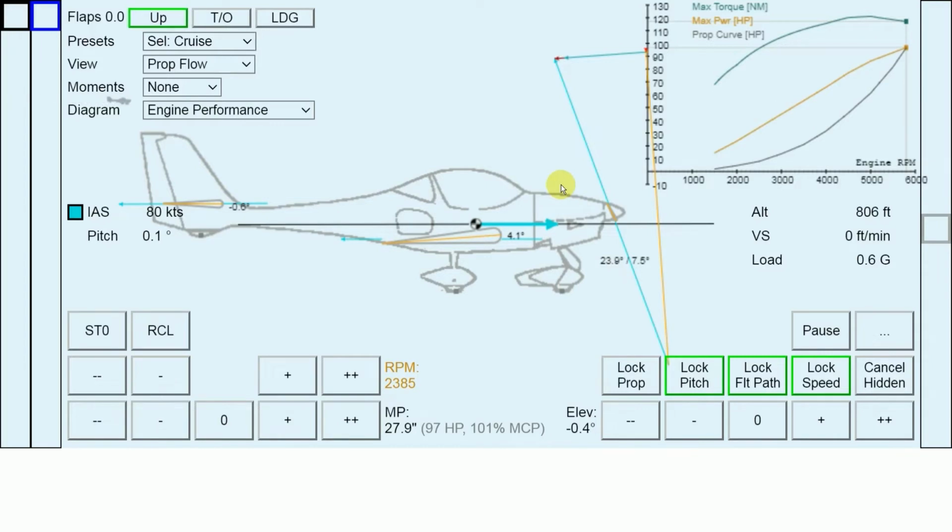Next, we lock the blade angle by pressing the lock prop button. That converts our constant speed propeller to a fixed pitch propeller because it locks the blade angle to the current blade angle of 23.9 degrees. Therefore, the RPM lever has no function anymore. Let's store this situation.